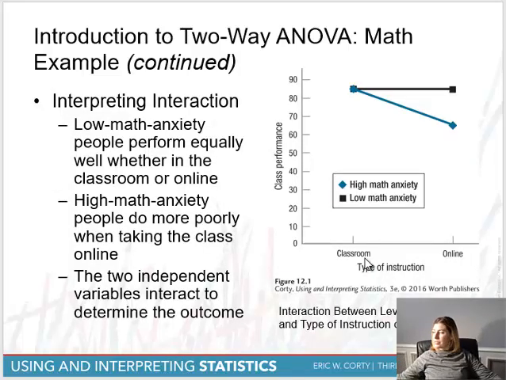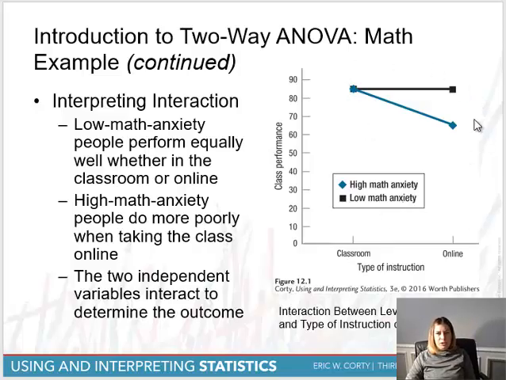So here are the data that we're going to be working with. This is a figure of the hypothetical data. What you'll see is we have the type of instruction, so here's one independent variable. We always have our dependent variable on the y-axis, and the x-axis is always the independent variable. Then we have our second independent variable represented by different shapes: blue diamonds and dark blue squares.